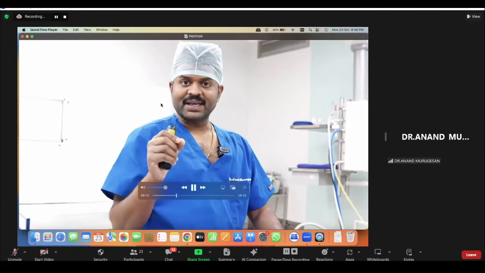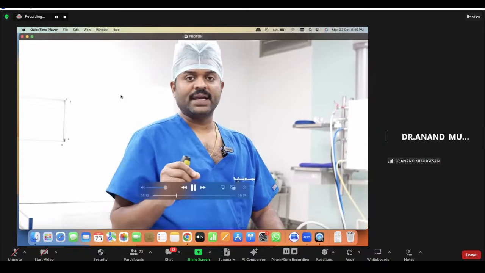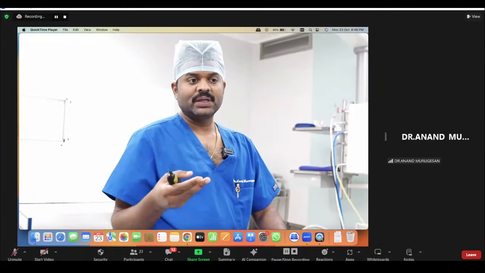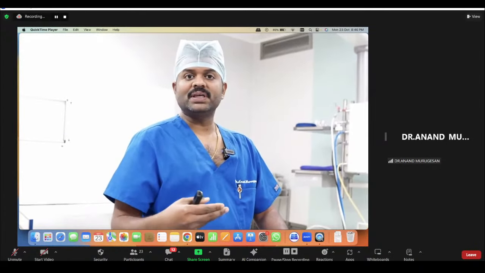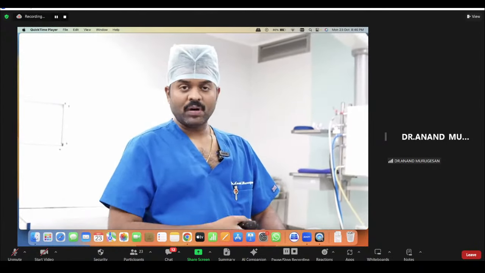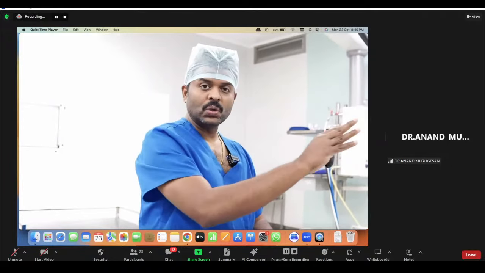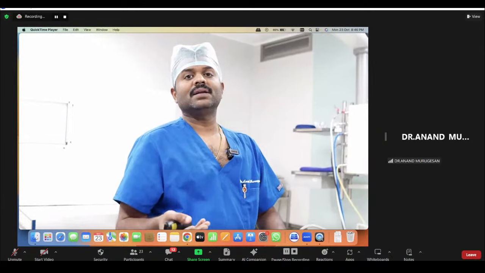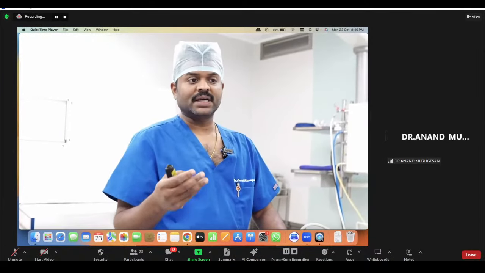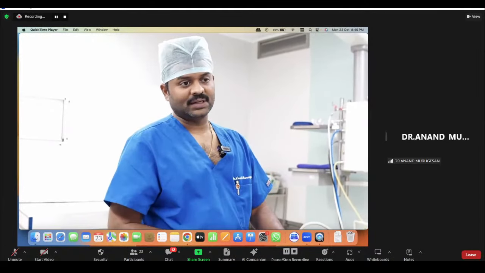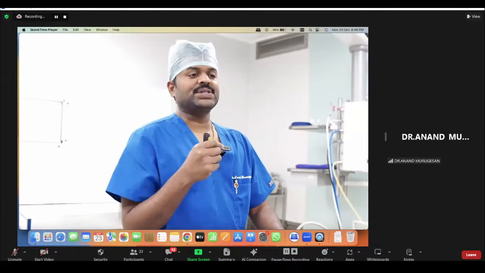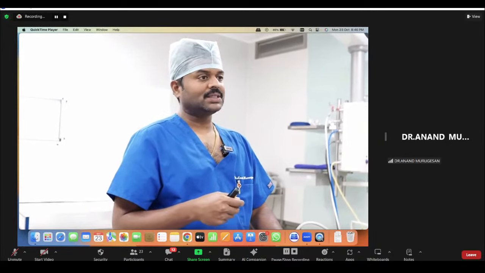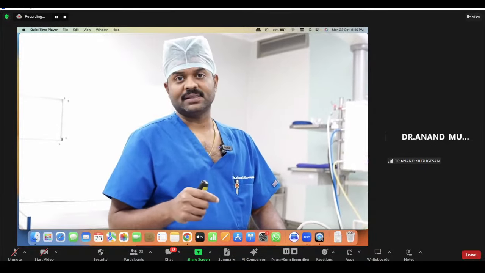That is called tracking. To start the tracking, you have to start from a familiar structure so that it is easy to reproduce even if you take the probe off and the vision goes. Still, you can restart and reach the target comfortably. That is called tracking. For the pudendal nerve, the easiest, most comfortable structure to start with is your sacral hiatus.